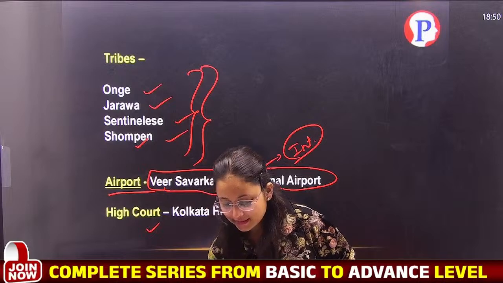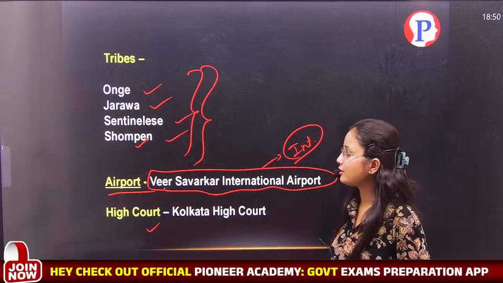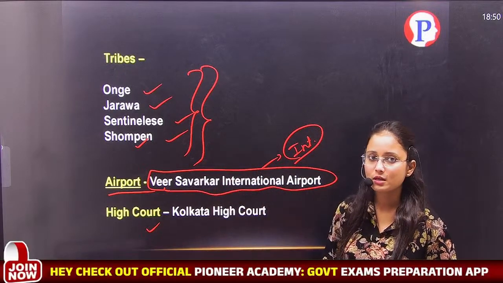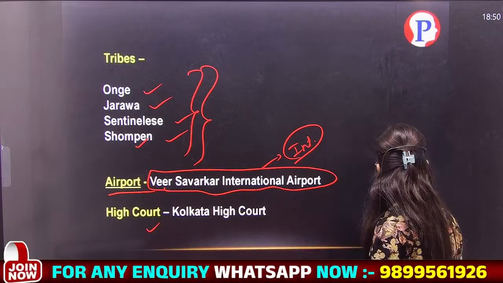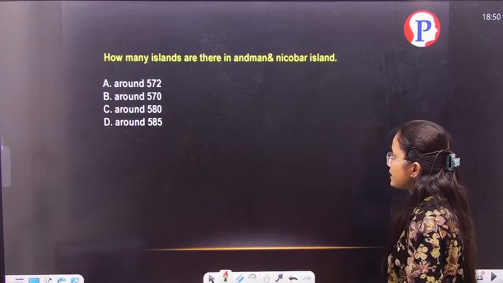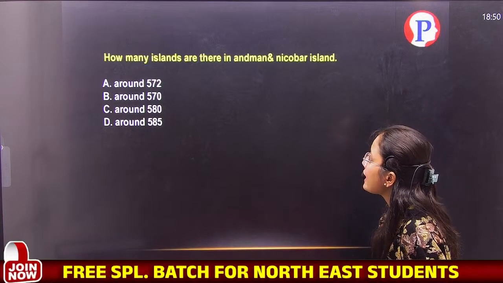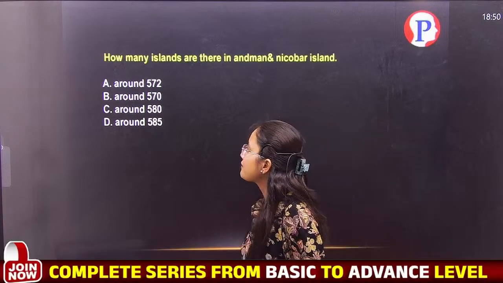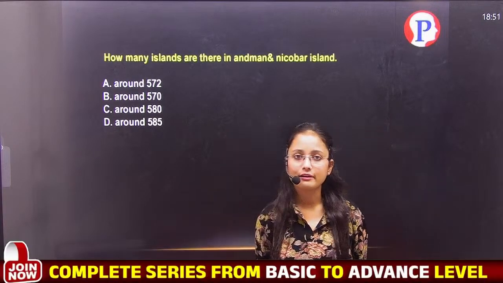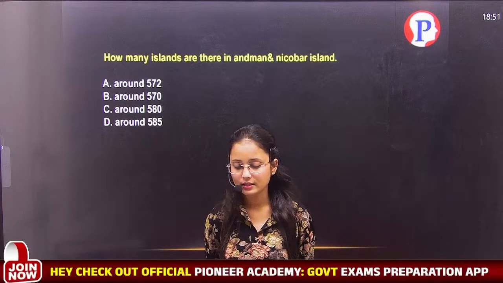So these are some important facts which we have discussed. Now we are going to solve some MCQs, so please solve them. These are the MCQs. First of all, how many islands are there in Andaman and Nicobar? Around 572, 570, 580 or 585. Please give me the right answer.